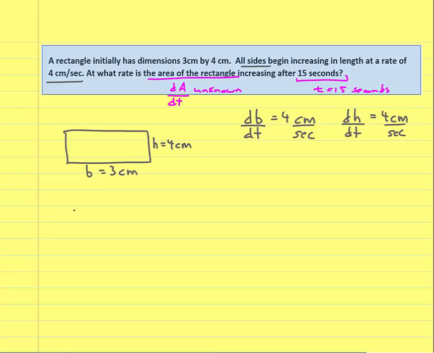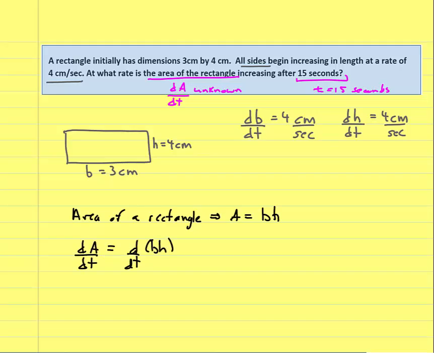So the area of a rectangle, and again, this is our nice easy formula. The area of a rectangle here is A equals base times height. So I need to take the derivative of both sides to come up with my related rate equation. So that would be dA dt equals the derivative with respect to t of base times height. Well, this is a product rule. I have two functions multiplied. I don't have a constant here because base and height are changing. This is how they're starting initially, but they're growing. So this is the product rule.